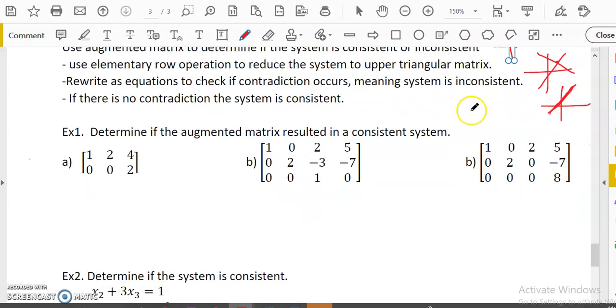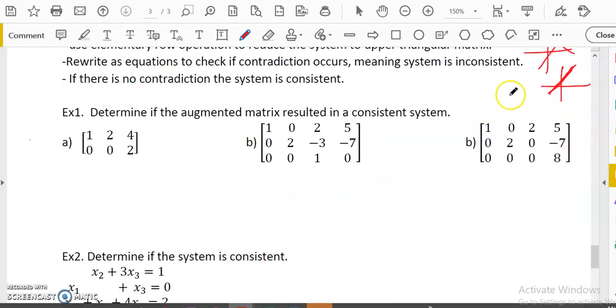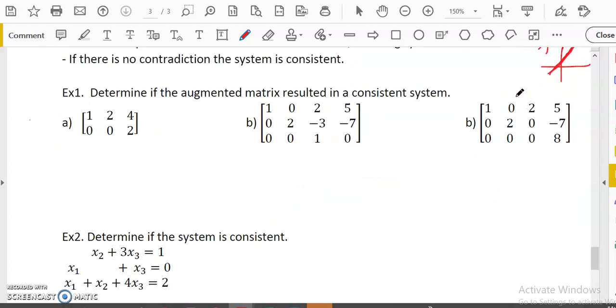But if you have a 3 by 3 or n by n system, how can you detect if it is consistent? It turns out the elementary operations can do that. So look at this. This is an augmented matrix from a system, so we can actually convert it back to see if it is consistent or not.